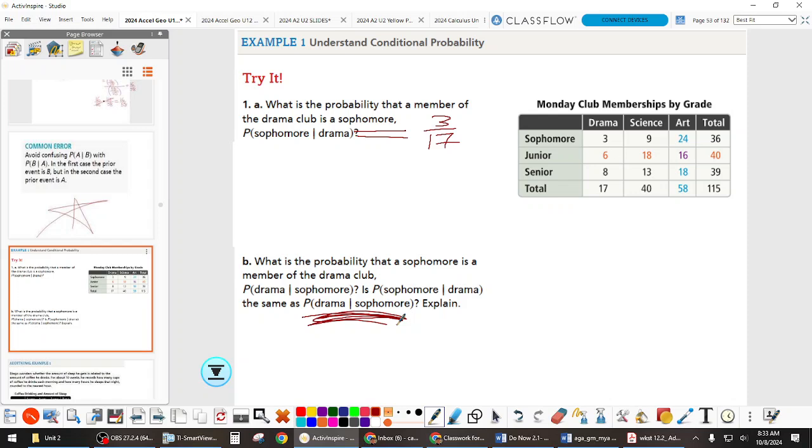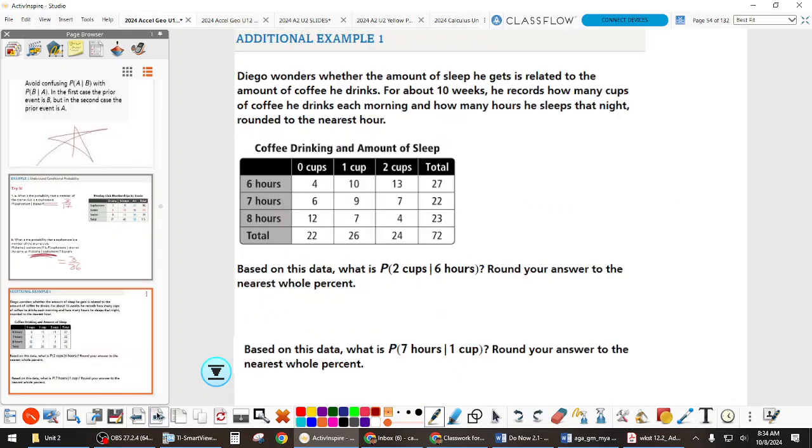Okay, what is it? 12. It's 336. Okay, so 3/17 versus 3/36. This is half as much. A lot different, right? Just by switching the words around. So be careful how you read these.